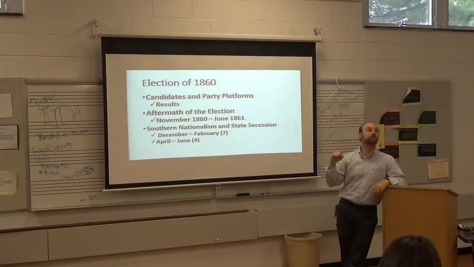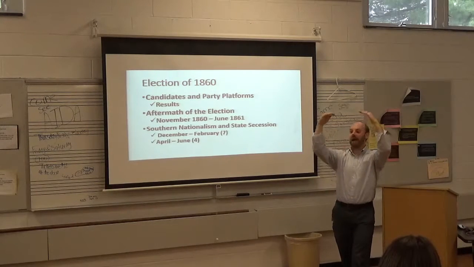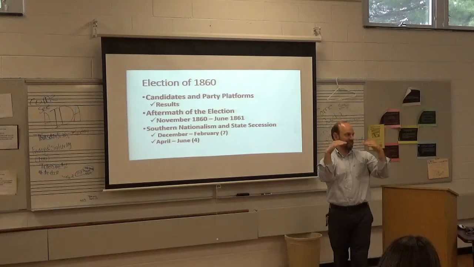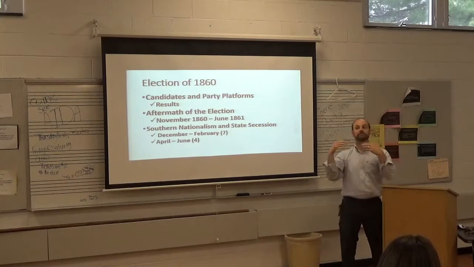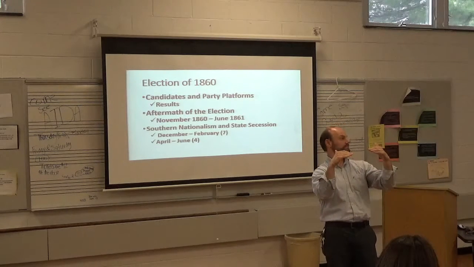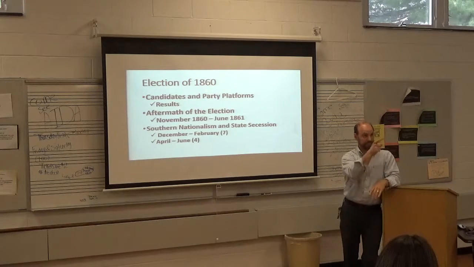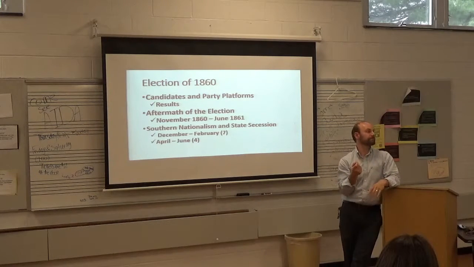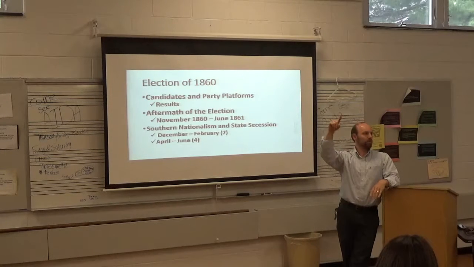Between April and June, you've got what? Four more. The upper South secedes. So you've got Virginia. You've got, help me, Tennessee. You've got North Carolina. And what else? Georgia. Well, Georgia's lower South. I'm talking upper South. Four of four.